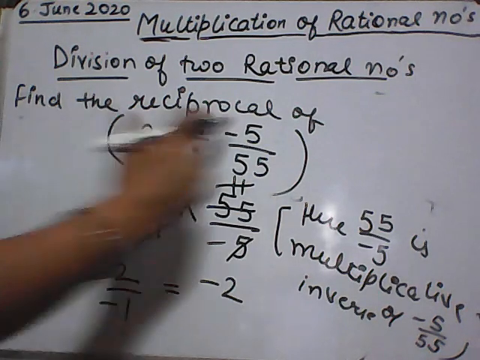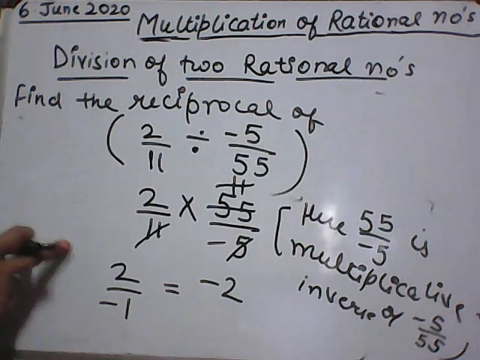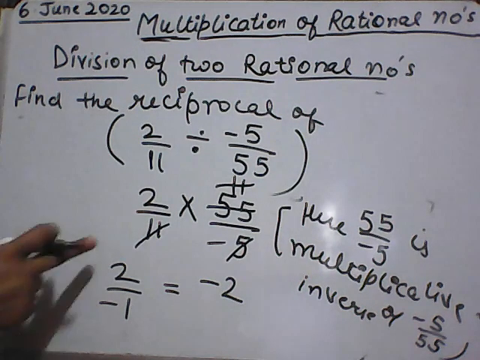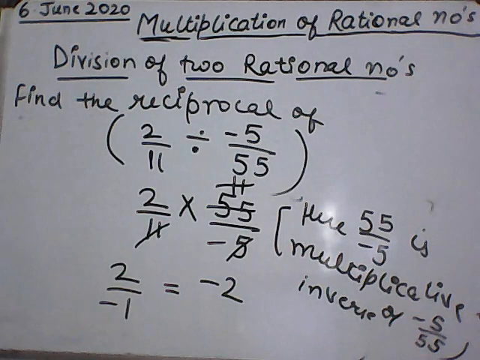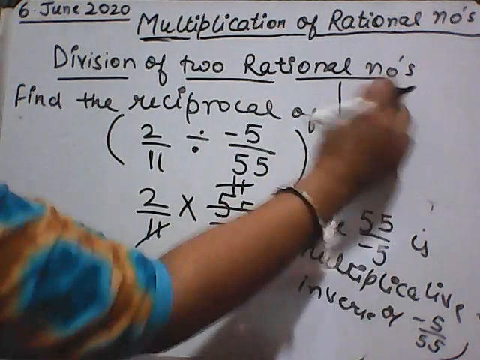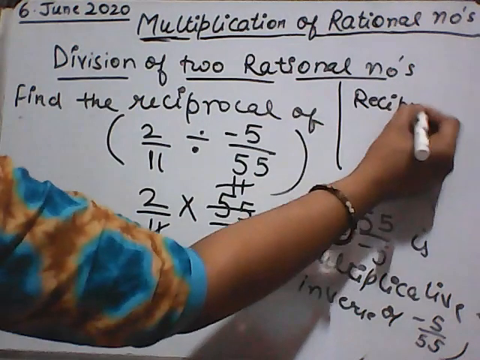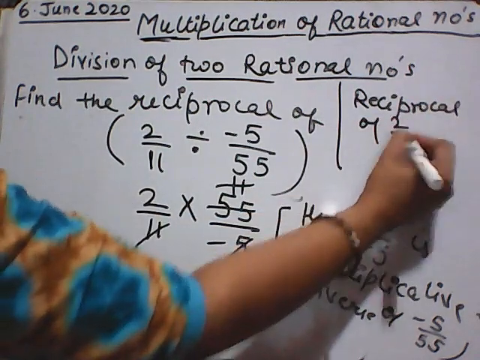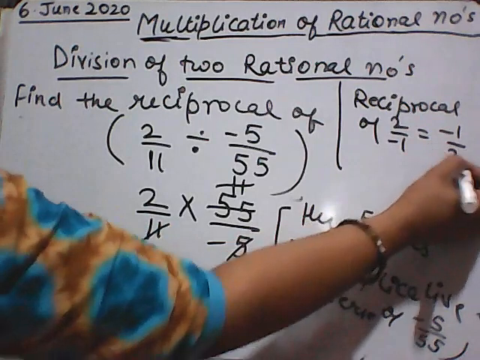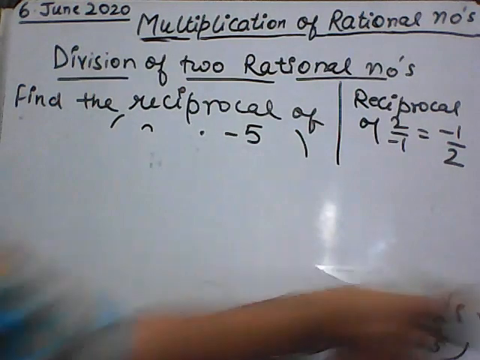Now you have to find the reciprocal of this number. How can we find the reciprocal of this number? If we reverse this number, the denominator becomes the numerator and the numerator becomes the denominator. We can find the reciprocal of 2 divided by minus 1. What is the reciprocal of this number? The reciprocal of 2 by minus 1 is minus 1 by 2. Minus 1 by 2 is our answer. In this way, you can solve division of two rational numbers and you have to find the reciprocal of the numbers. Let's take another question.